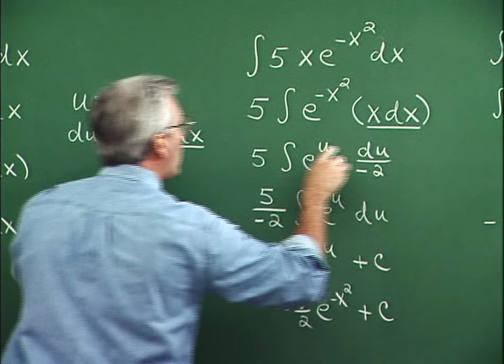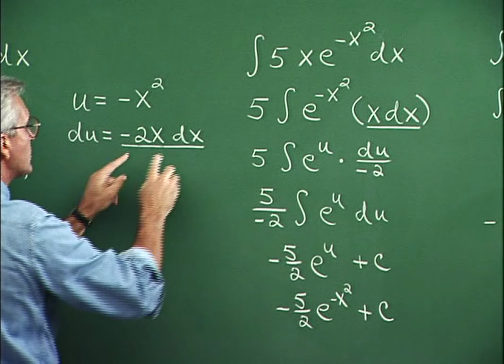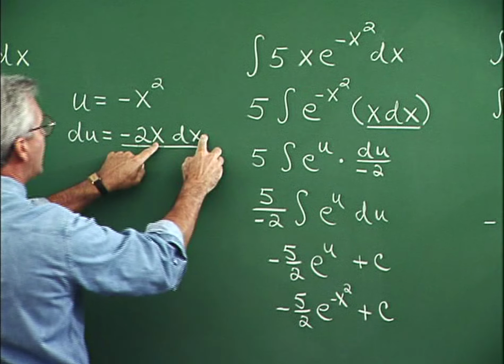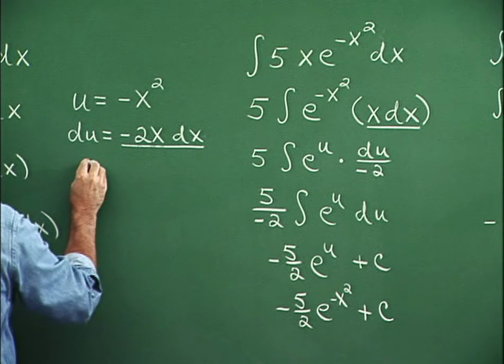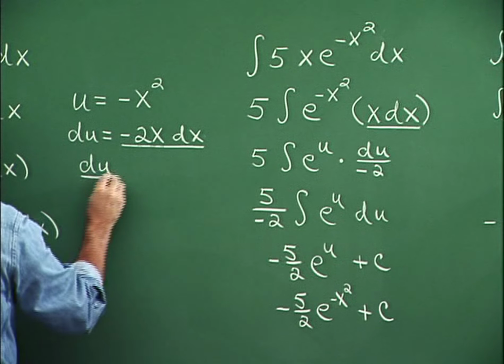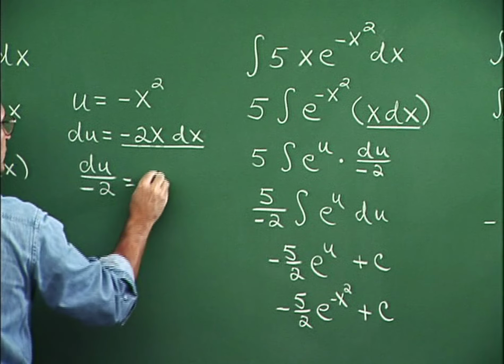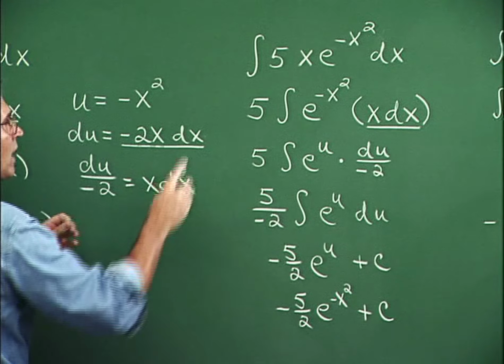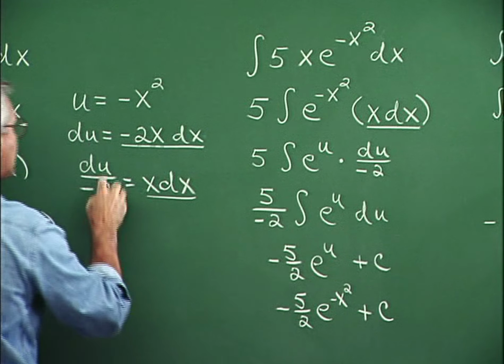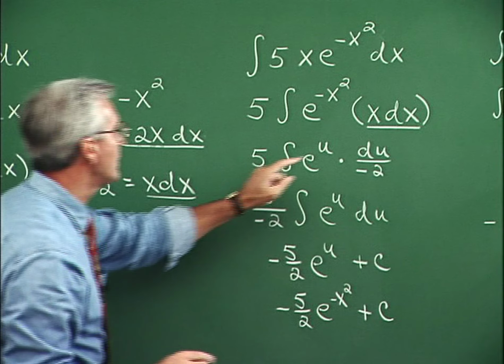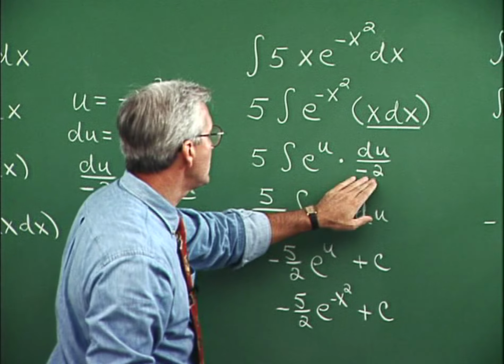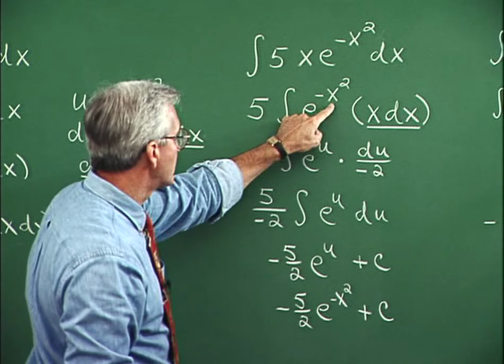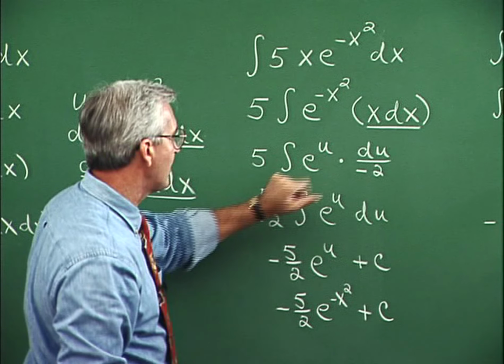So what I could do over here for substitution purposes is solve this for x dx. To solve that for x dx, this is du over negative 2 equals x dx. Now I can rewrite over here, replacing x dx with this fraction. So the x dx is the du over negative 2, and since the u is negative x squared, we have the u here.